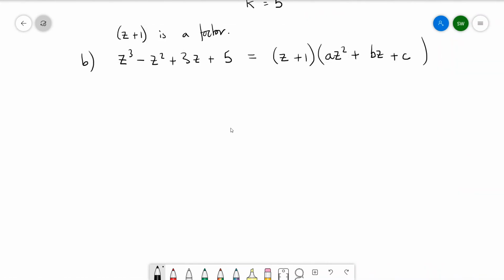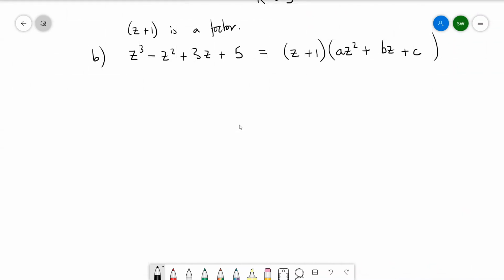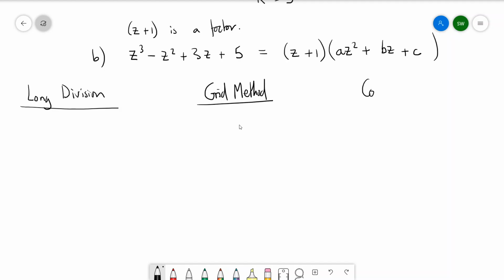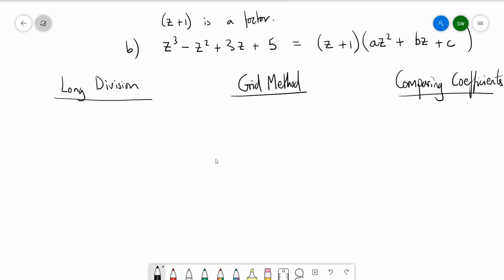So I'm going to do 3 different methods, and sorry about that, but I don't know which method you prefer. The 3 methods that I'm going to use are long division, grid method, and comparing coefficients. Feel free to skip forward if you're confident with polynomial division, which I imagine you are.